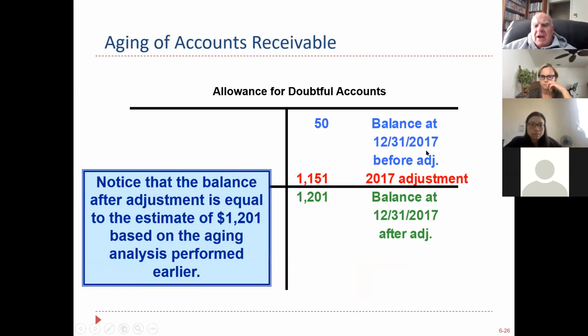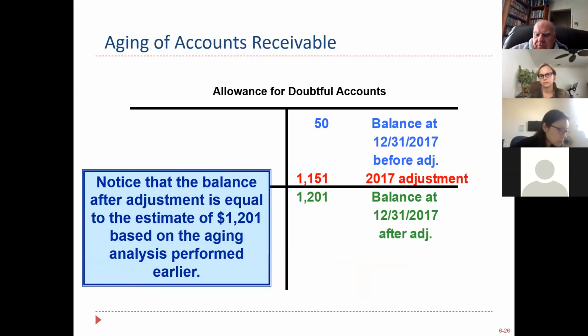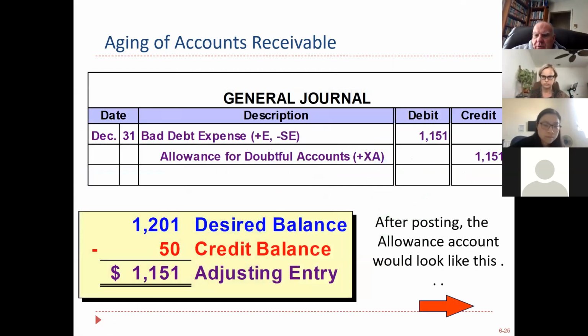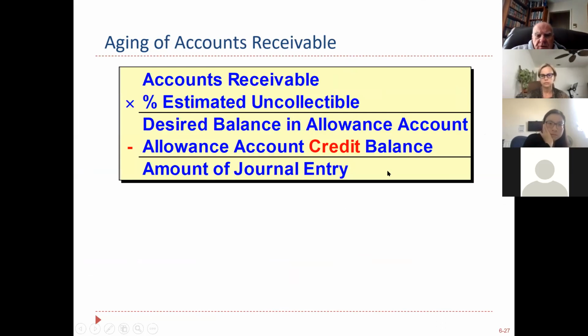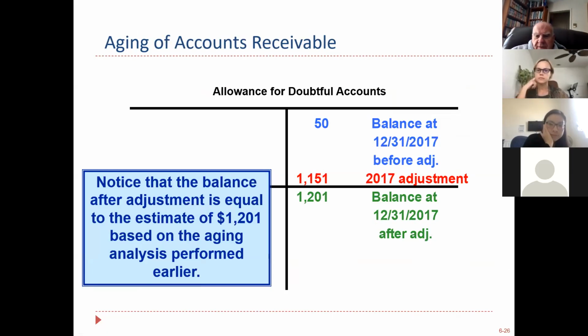Anytime you credit the allowance, you're only going to debit one account. What is that account? Whenever you credit the allowance, you're only going to debit what? Bad debt expense. No exceptions, right? So looking at this T account, you know automatically that the debit had to be to bad debt expense.